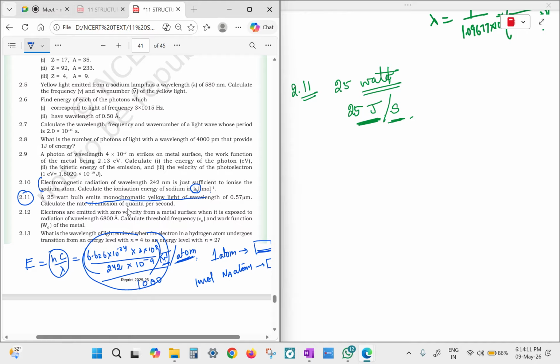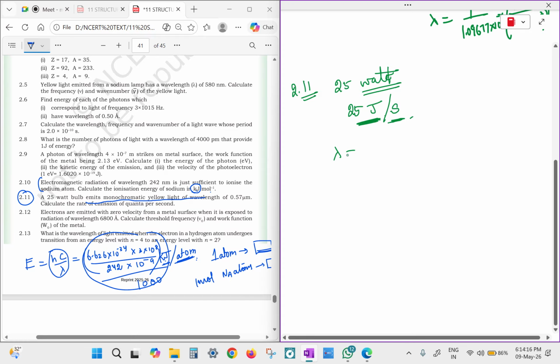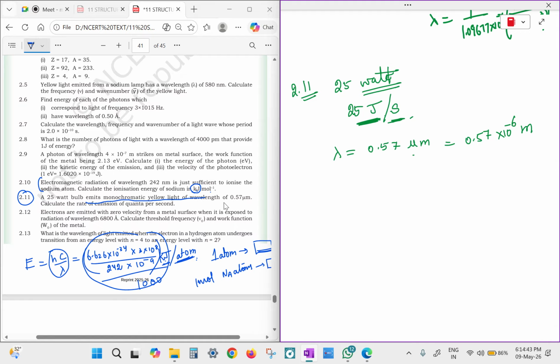So a 25-watt bulb emits monochromatic yellow light of wavelength 0.57 micrometer, which is 0.57 times 10 to the power minus, what is micro? 10 to the power minus 6 meters. So 0.57 into 10 to the power minus 6 meters. Calculate the rate of emission of quanta per second.